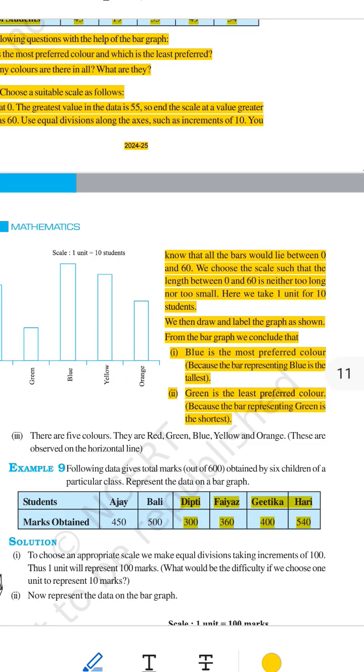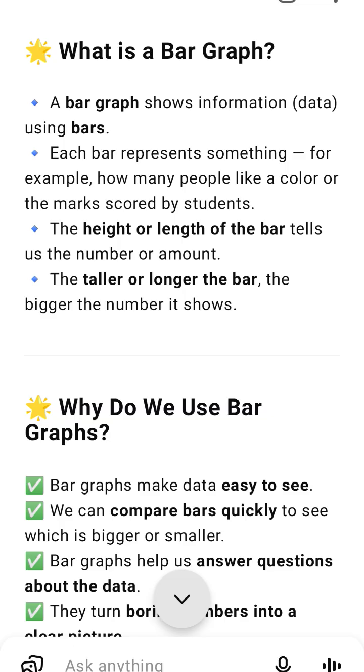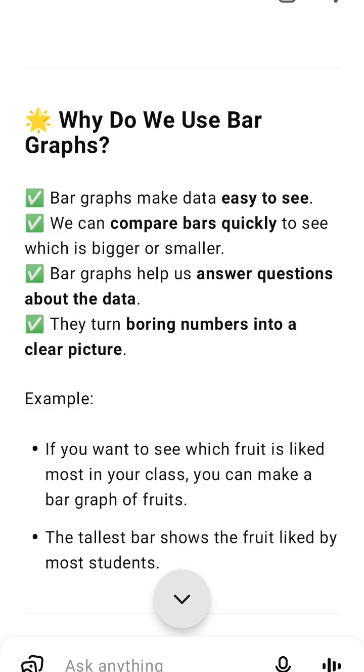Reading a bar graph. Look at the labels on the x-axis, which tell what each bar shows. Look at the scale on the y-axis, which tells how much each bar stands for. Check bar heights. Taller bars mean bigger numbers.